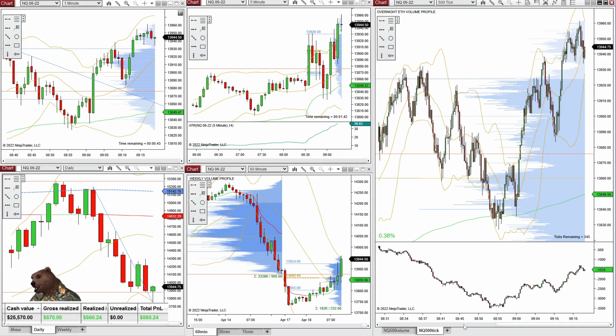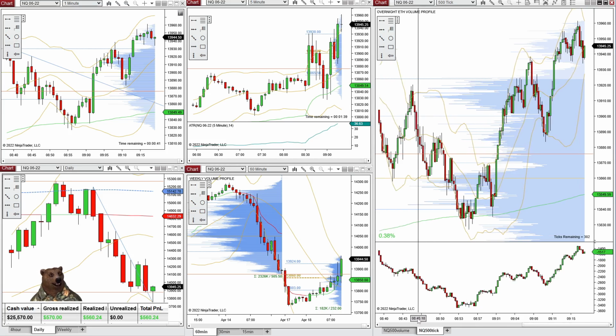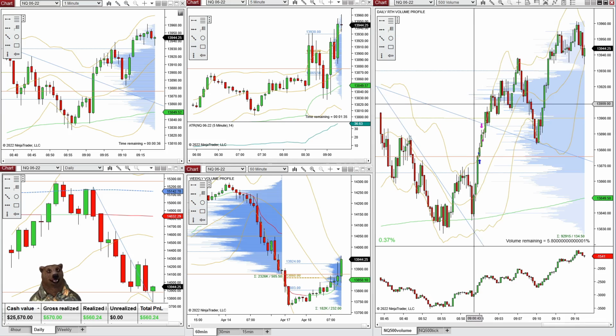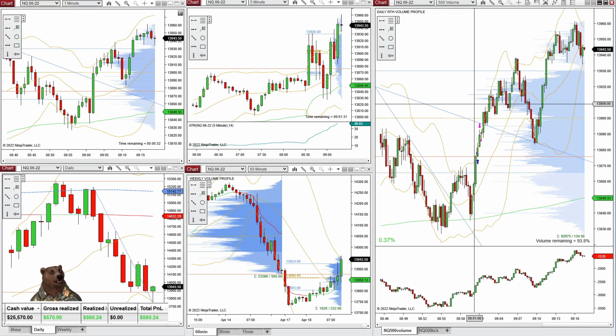Volume's kind of running out. Right now it's 918. Looking at the 500 tick again. I think this might move without me here. It'll be okay. It's up a little high for me.